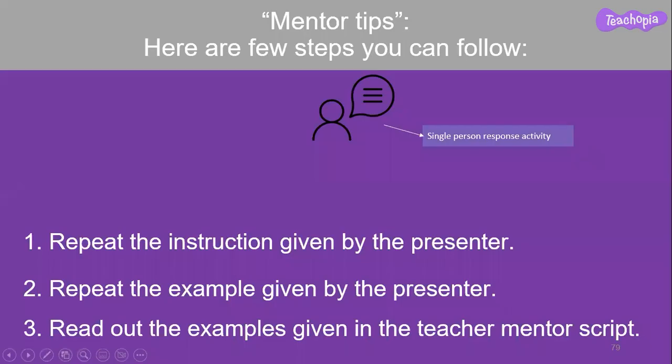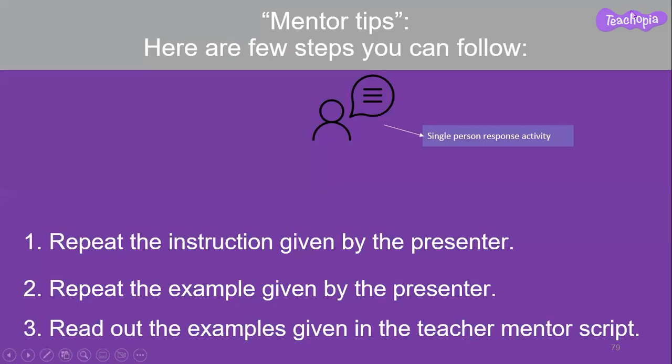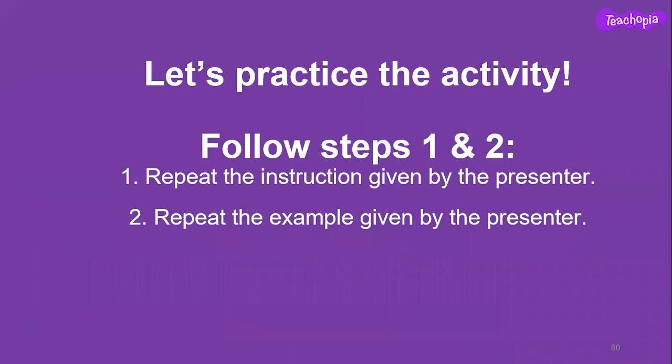So teacher mentors, once again, please note, if you look at the top right corner, this is a single response activity. Here, once again, you will repeat the instruction given by the presenter, and then you will repeat the example given by the presenter. After you do this, you will read out the examples given in the teacher mentor script. Let us quickly practice this. Follow steps 1 and 2 while I present the activity in the upcoming slide. That is, repeat the instruction after the presenter, that is me, and repeat the example given by the presenter.